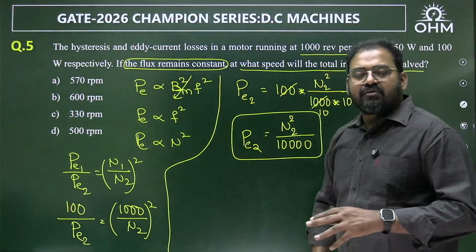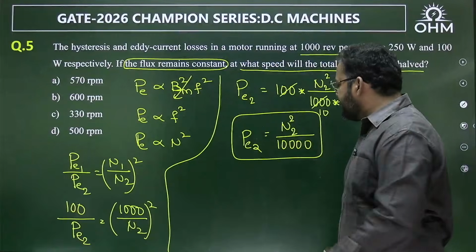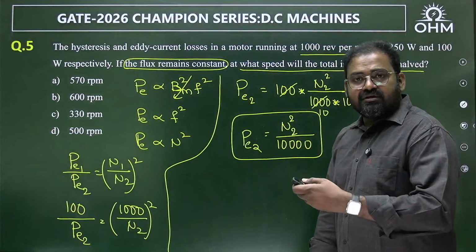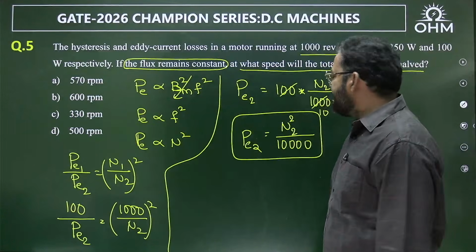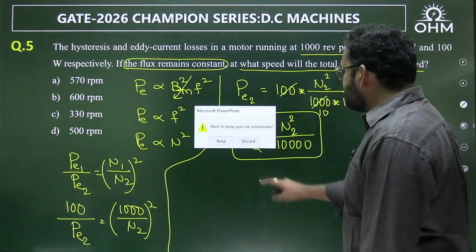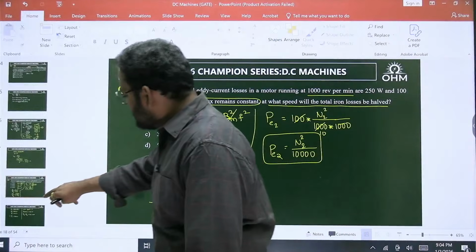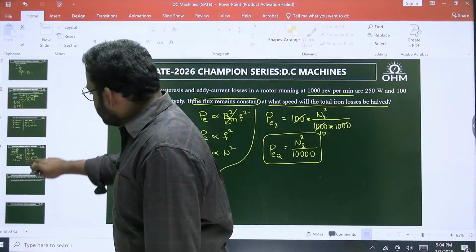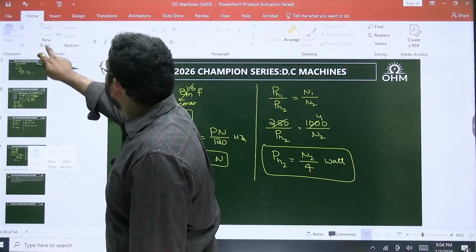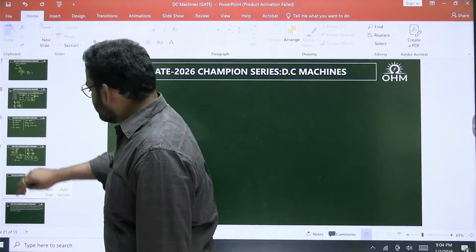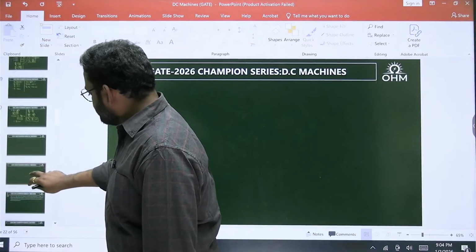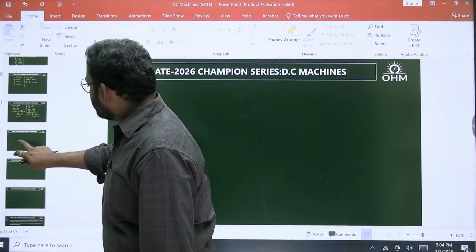Now you understand what is the new hysteresis loss and new eddy current loss. Can we find out the new iron loss? Just a moment, I don't have additional pages. Let me add a few empty pages. We are here.